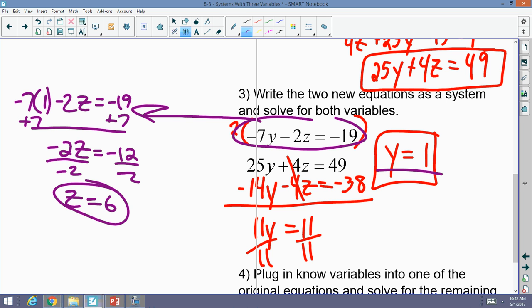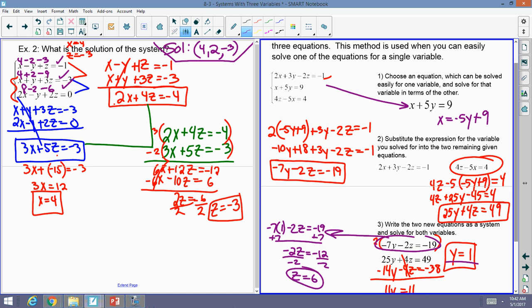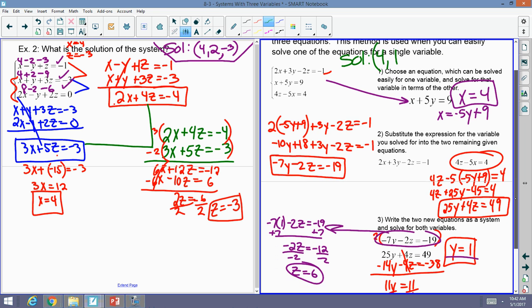Yeah, plug it back in. Remember, all the way up here, we got the original equations. So what I would do, don't we know that x equals negative 5y plus 9? And doesn't y equal 1? So let's plug it in. x equals negative 5 plus 9, so x equals 4. Does that make sense? So then my solution here is x of 4, y of 1, and then z of 6.